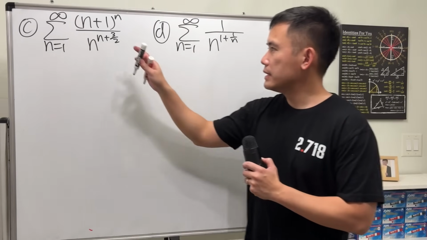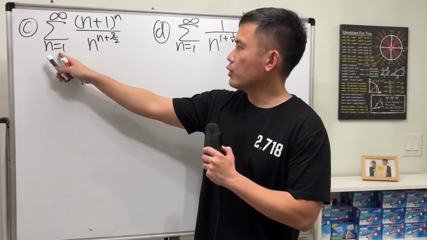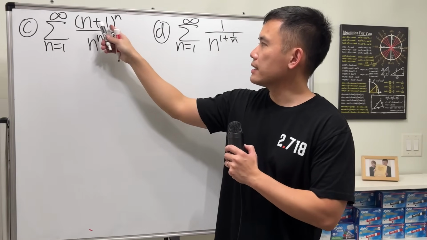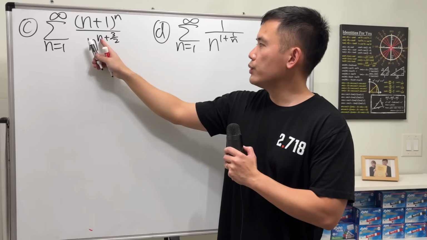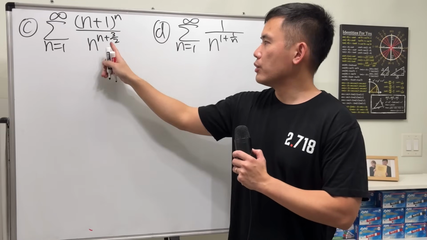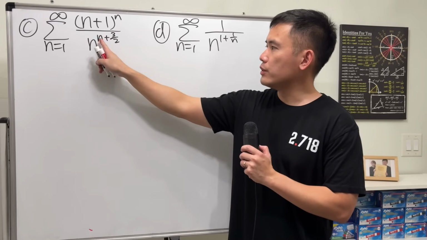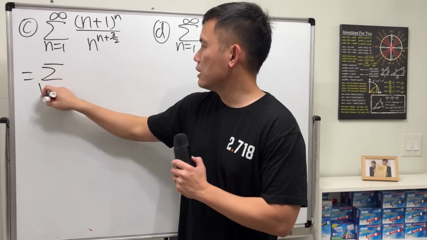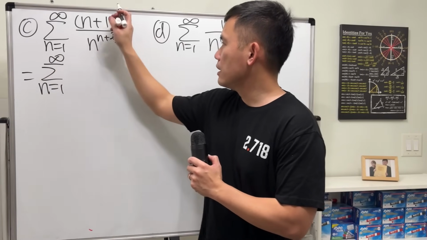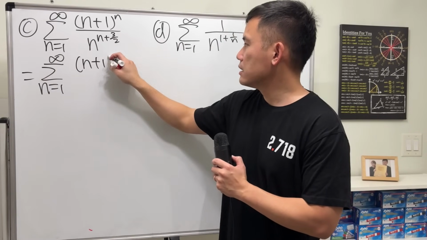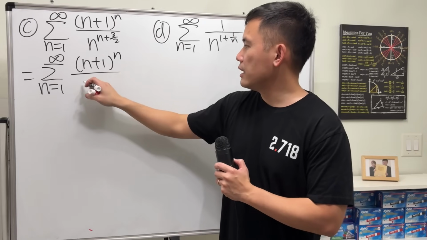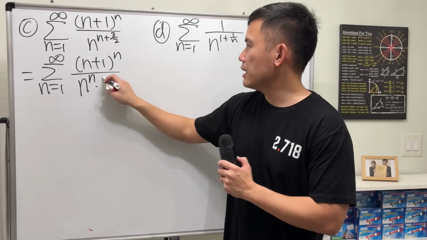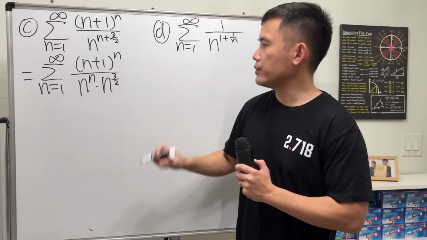Here, for C, the series as n goes from 1 to infinity of (n plus 1) to the n over n to the n plus 3 over 2. So let's use the rule of exponents to separate this real quick. This is equal to the series as n goes from 1 to infinity. The top stays, but the bottom, write it as n to the n times n to the 3 over 2.